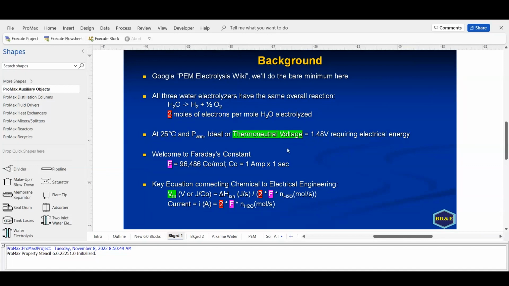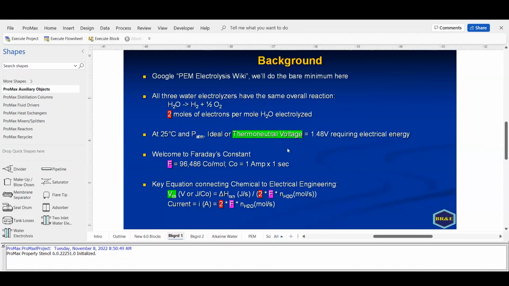But there's also all of this electrical engineering terminology that's floating around, such as voltage, and we'll talk about power in watts, and we'll talk about current in amperes, or current density, which is how much current is flowing through a membrane per unit area. These electrical engineering terms are going to also be discussed in the topic of electrolysis. So we need a way of relating the chemical engineering and the electrical engineering to each other.